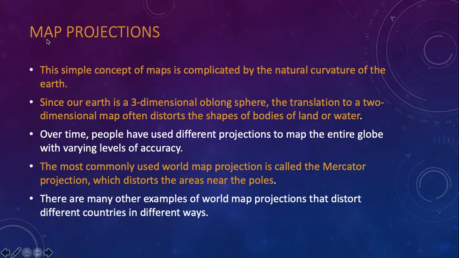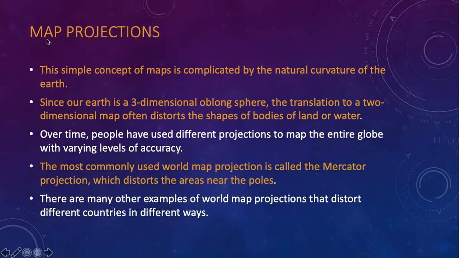So one more thing about maps, the simple concept of maps is complicated by the natural curvature of the Earth. That's what I was talking about at the beginning of the notes. You have a globe, a sphere that is the Earth, and you want to put that on a flat page, and you have to distort the shapes of lands and bodies of water in order to make that fit. You've got a three-dimensional sphere, and you want to translate it into a two-dimensional map. Over time, people have used different projections to map the entire globe with varying levels of accuracy.